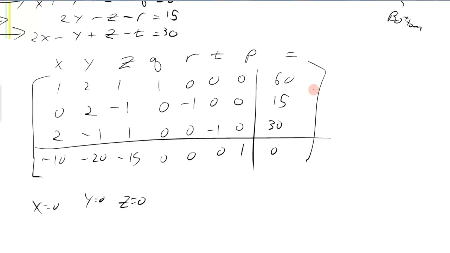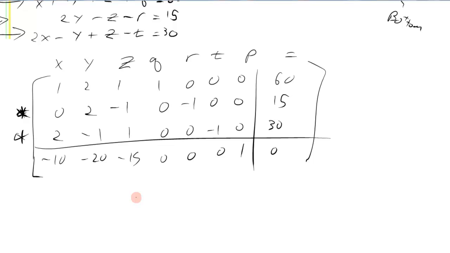Now here we have a single value with lots of zeros, so I read across. Q equals 60. That's not a problem because it's a number greater than 0. R is negative 15. That's a problem because none of our variables are allowed to be negative, so we star that row. Similarly here, this gives us t equals negative 30. So these are our two starred rows.